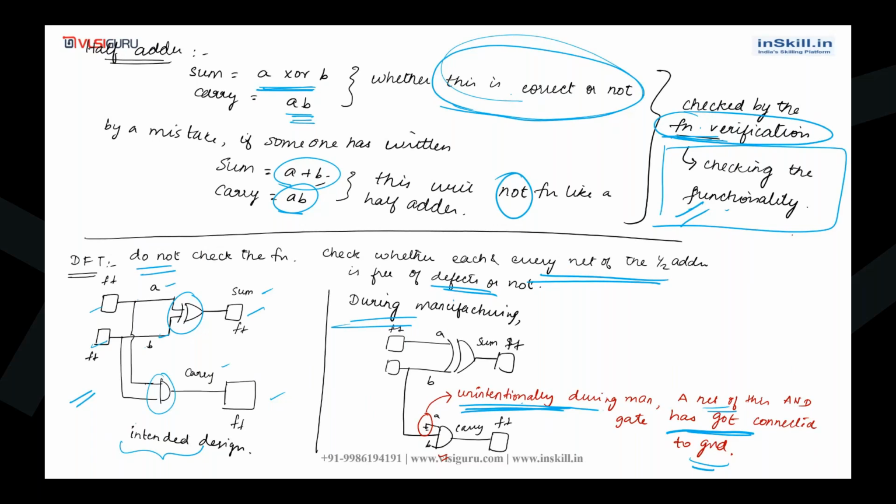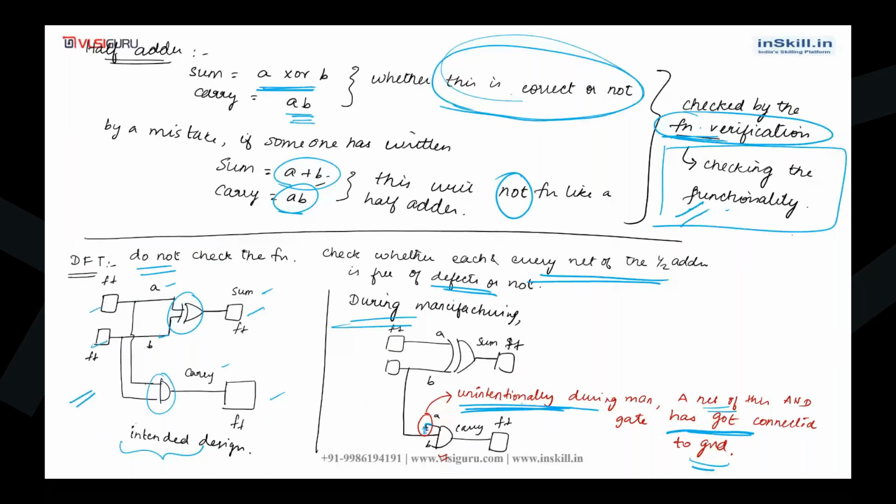Unintentionally during manufacturing, any net of this AND gate got connected to ground. These things are what will be checked by the DFT team. We do not check the functionality. We check whether each and every net of the half adder is free of defects or not.